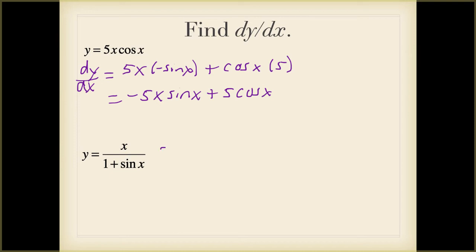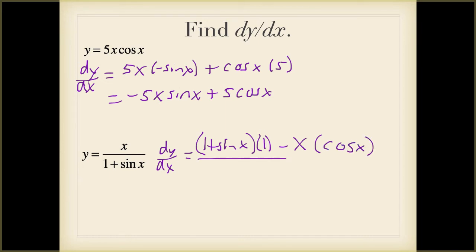So dy dx equals the low, which is 1 plus sine of x, times the derivative of the high, so low d high, which is just 1, minus high, d low. The derivative of 1 is 0. The derivative of sine x is cosine x. All over low squared.